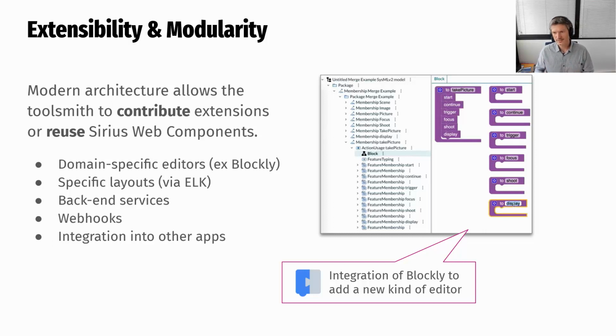We integrate this existing rendering approach directly inside Sirius Web, and we fill the gap between this pure graphical widget and the way that the models are exposed by the Sirius Web backend and the protocol between the client and the backend. And so that's the way you can contribute new representations. You can also create your own layout, create some specific backend services, leverage some webhooks to manage integrations, and create integration with other apps. And we'll come back to this later.